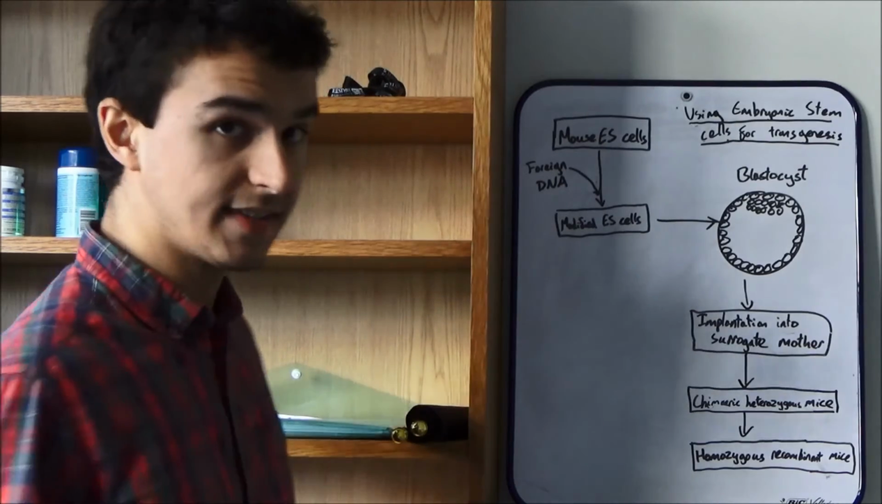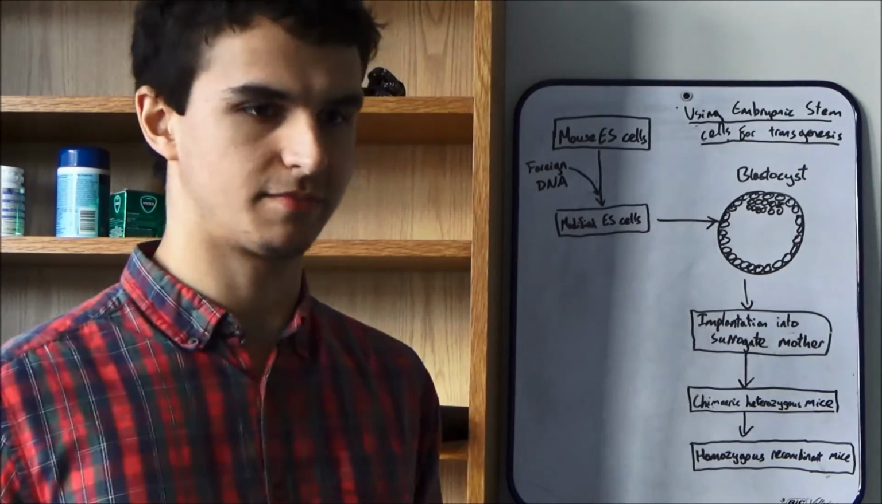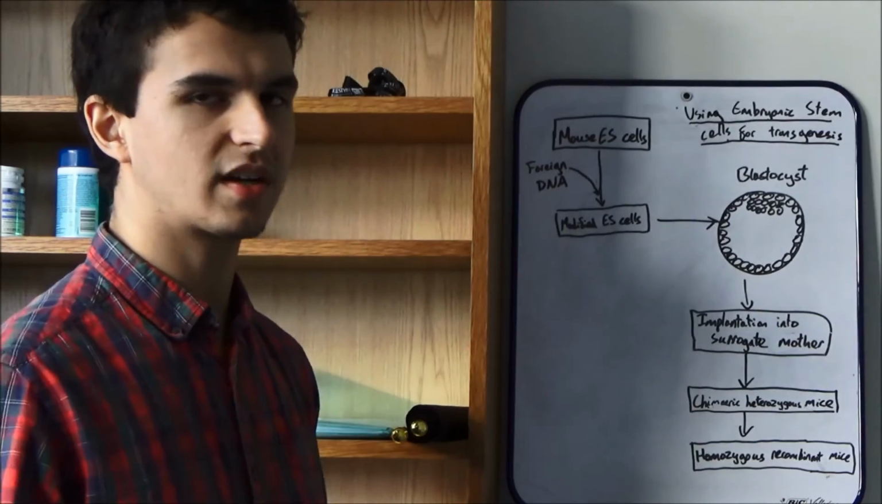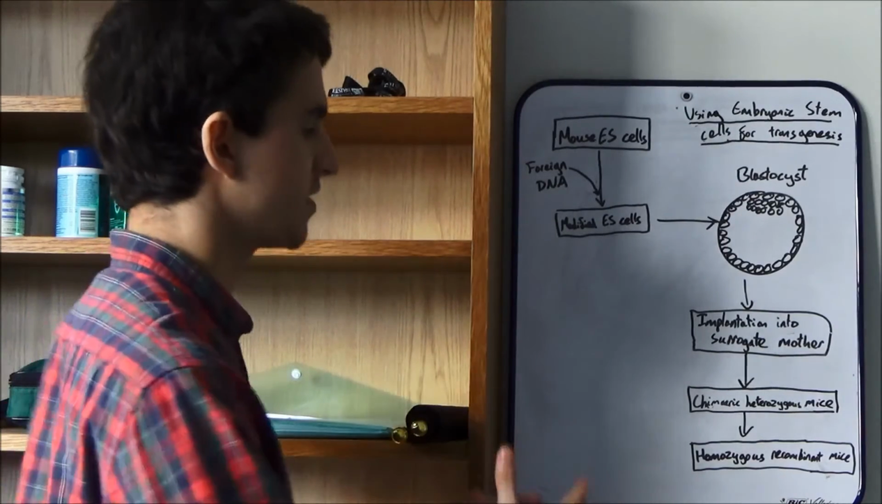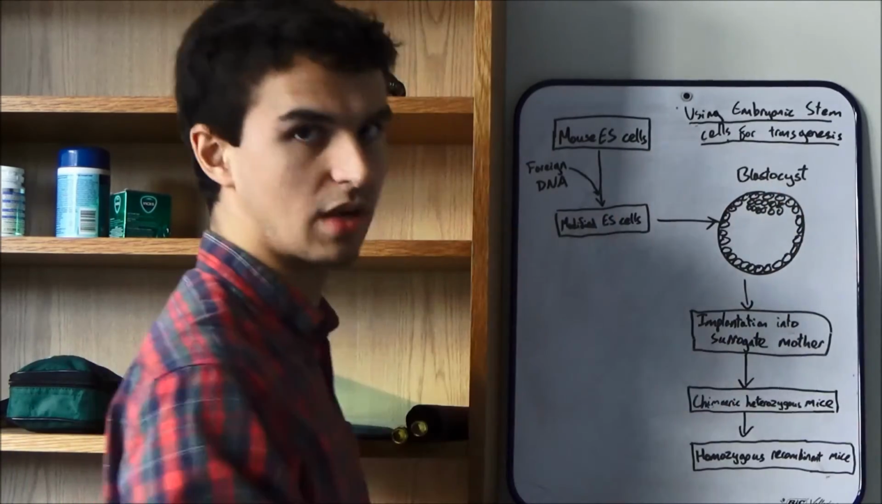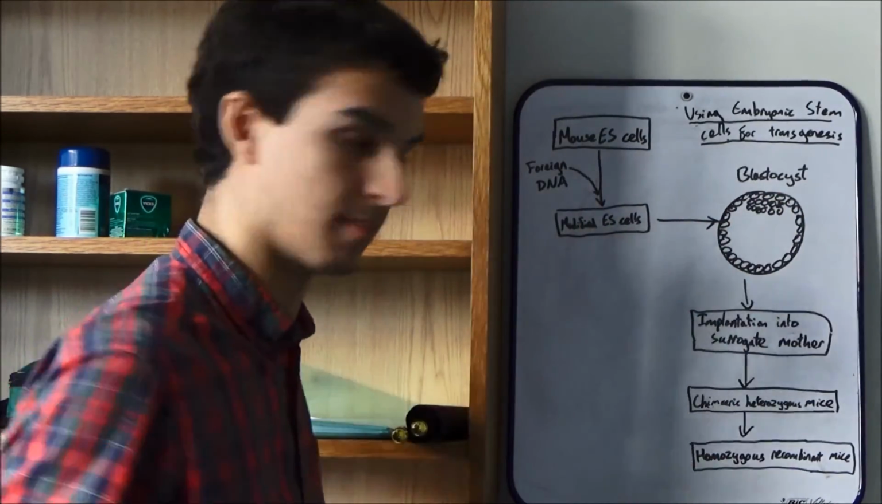Now what we get are what we call chimeric heterozygous mice. Oh, I've just made a mistake. That says heterozygous, it should be hemizygous. Wait a minute. What do we mean by chimeric? Well, that means that the mice that are born are made up of a mixture of these cells from the original embryo and these cells which we've inserted into the blastocyst.